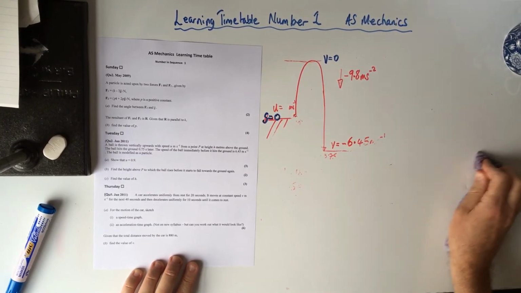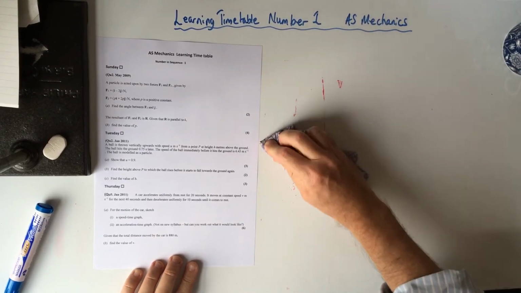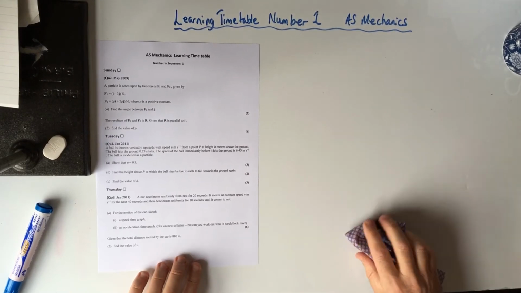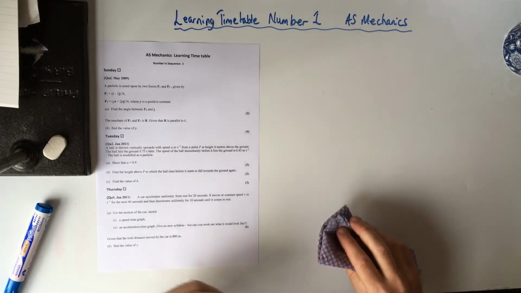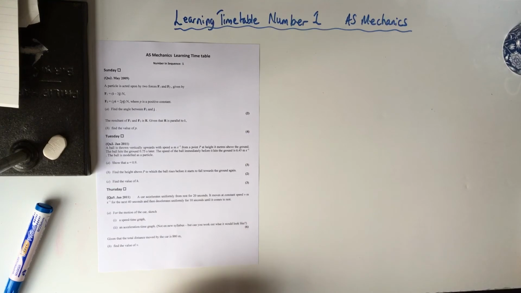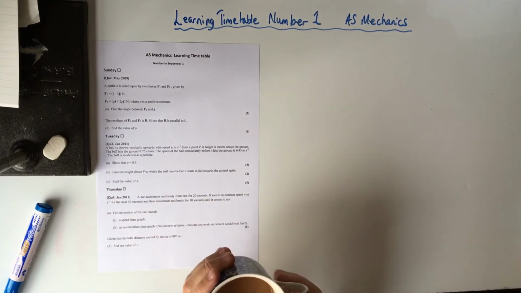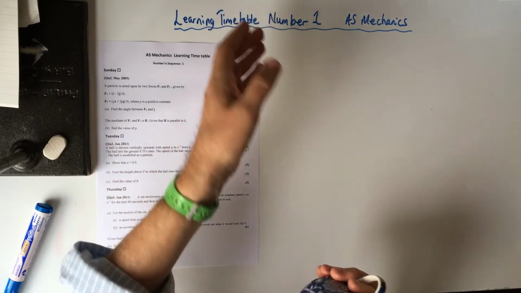Thursday's question, I left that in. It's from the old M1, and don't worry, I have found other questions on variable acceleration that weren't in the old M1, and I have included those in subsequent learning timetables as well. So you're getting a look at all of the stuff from the AS book.